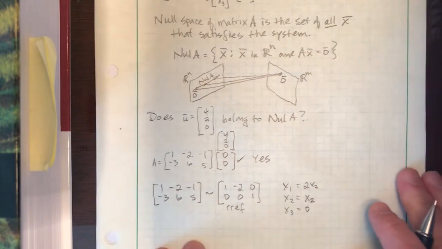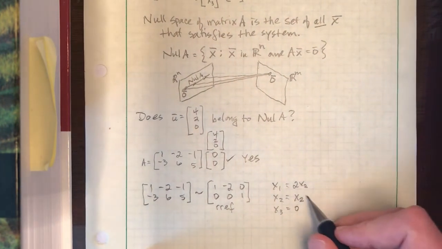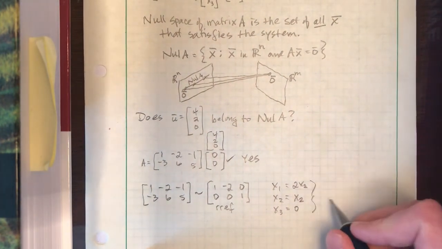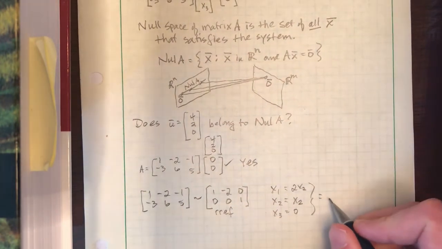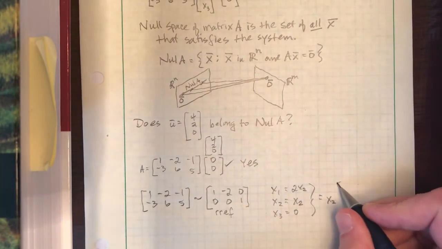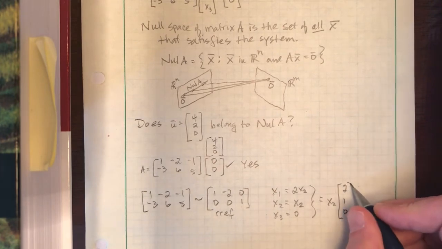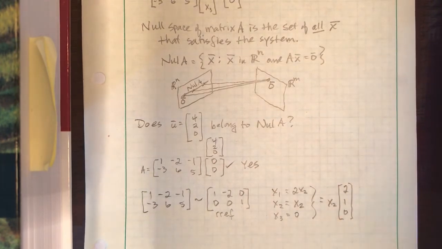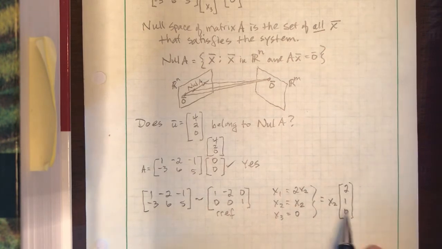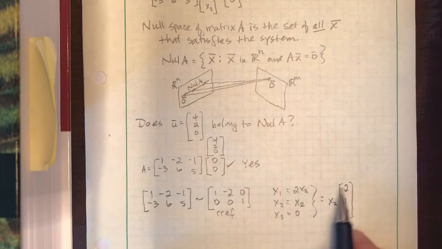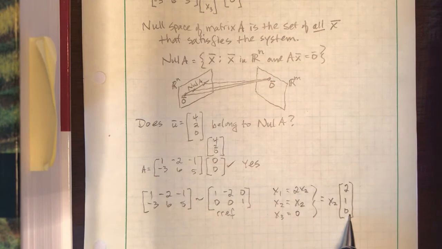Well, we've seen this before. Here's my solution if I were to unscale that x2 out. I'd be left with 2, 1, 0. And it turns out that this represents my entire null space. It's the vector 2, 1, 0 that can be scaled by any real number.